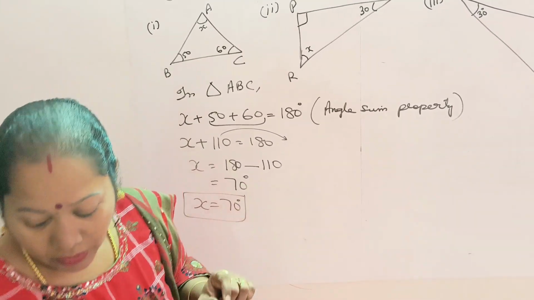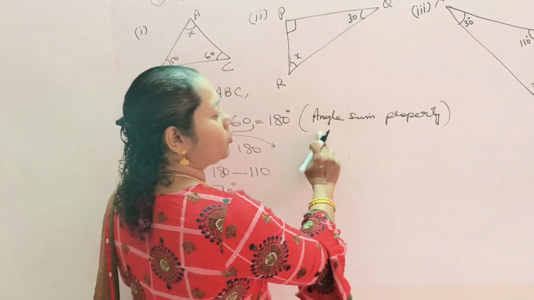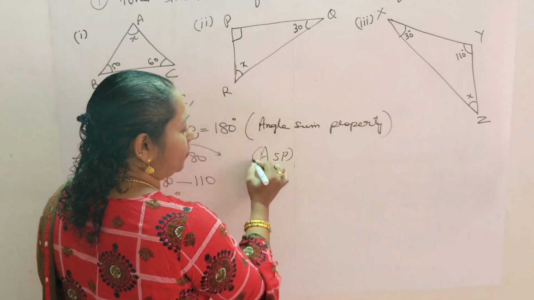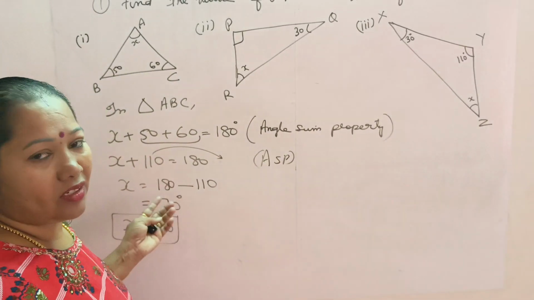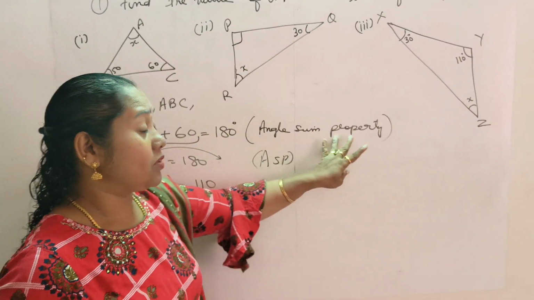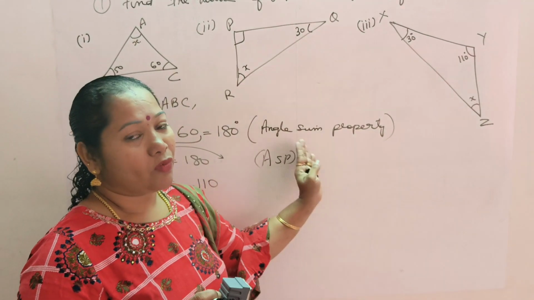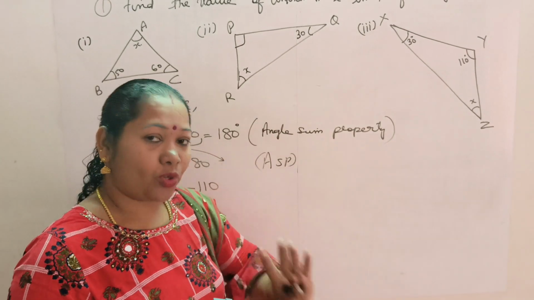Okay, and in the further questions we are not going to write the angle sum property in full. We are going to put it as ASP just for short form, but in the examination you don't write ASP. You have to write angle sum property or sum of all angles of a triangle is 180 degree. This only you have to write.